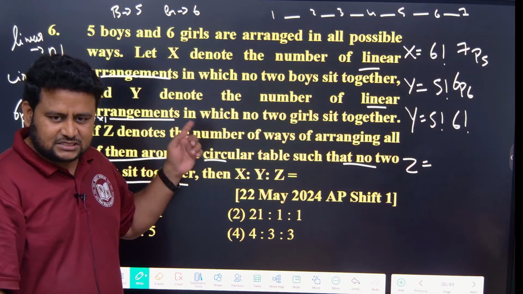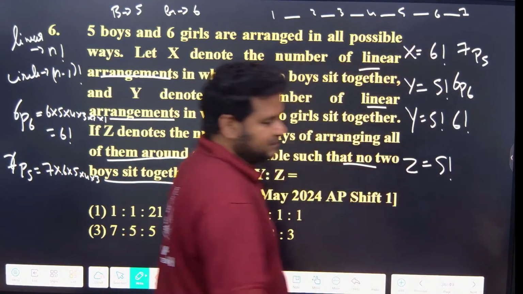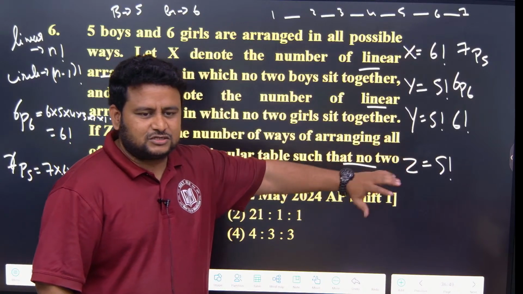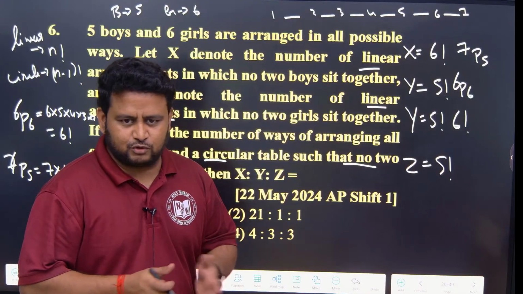Circle means 6 minus 1, 5 factorial ways if you arrange. So between the girls, how many spaces are there? 6 spaces. Always one more.